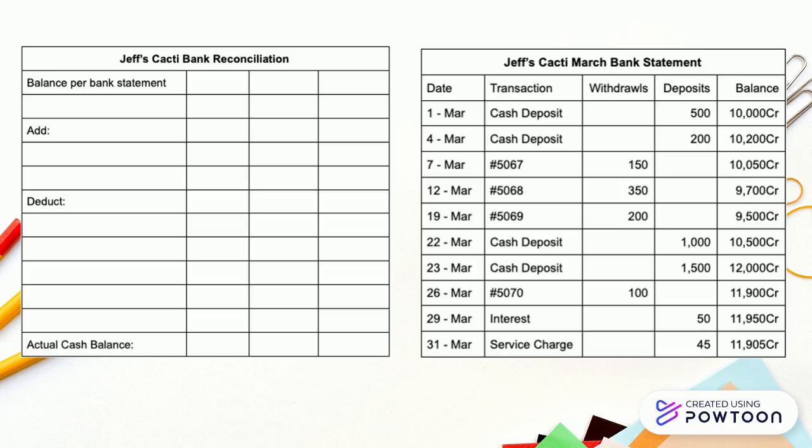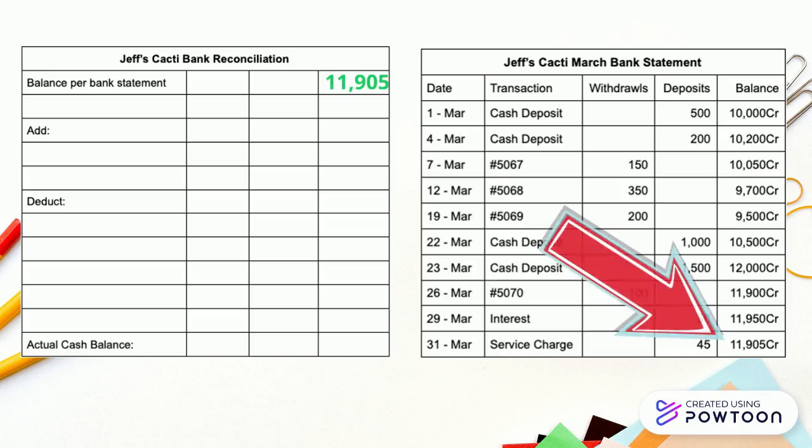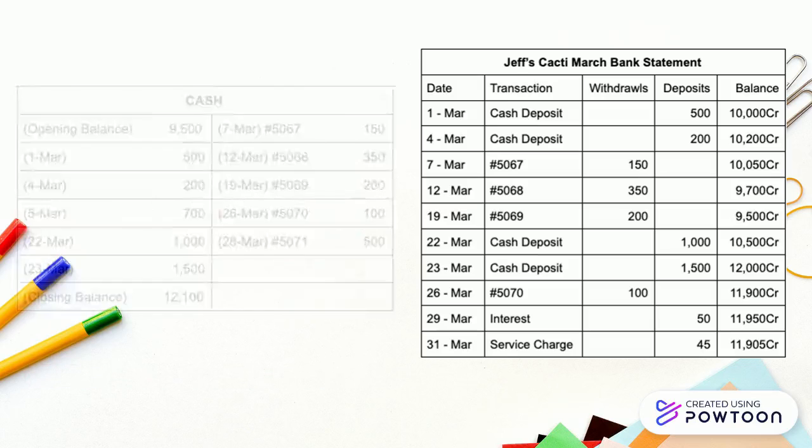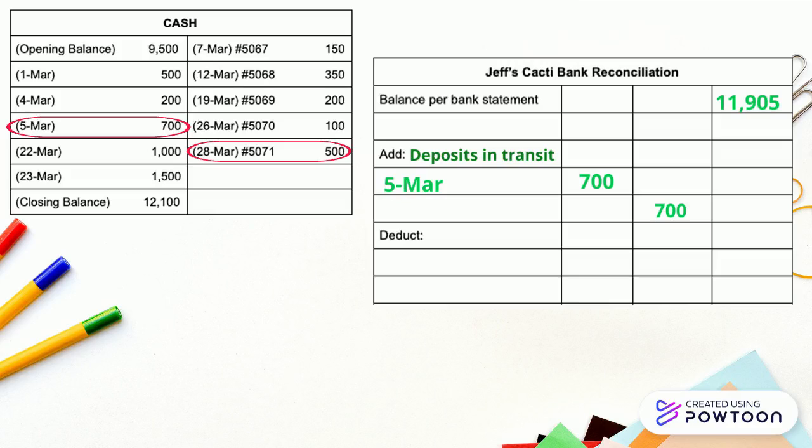On Jeff's Cacti's bank reconciliation, he begins by stating the cash balance per the bank statement, which can usually be found here. In Jeff's Cacti's ledger, he finds the cash T account and cross-checks that all deposits and checks appear in both the bank statement and T account. Once he does this, he can add the deposits, which do not appear in both, and deduct the checks that do not appear in both.